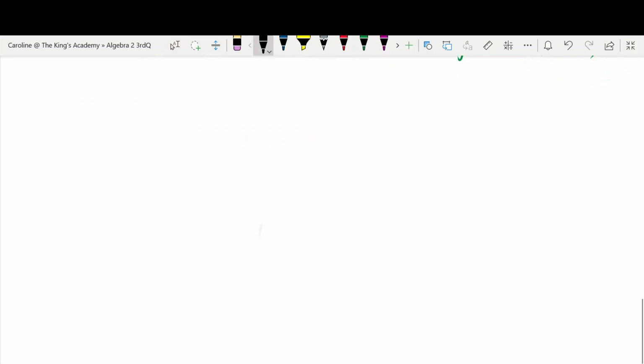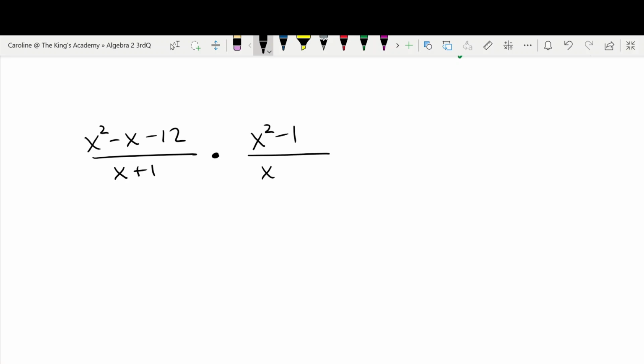Let's say the problem said, as a fraction, x squared minus x minus 12 over x plus 1. This is what you meant, right? Two fractions multiplied together? Okay. And then let's say it was x squared minus 1 over x minus 4. Directions are to simplify and state any restrictions on the domain. How do we start?